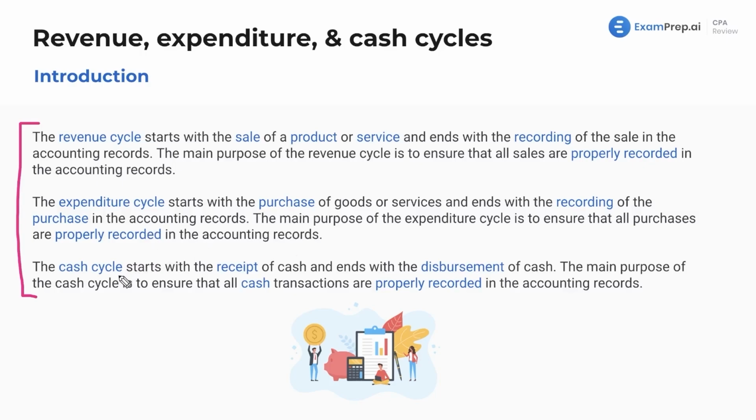And lastly here, the cash cycle. This starts with the receipt of cash and ends with the disbursement of cash. Obviously, it's a very ongoing process, and all these are ongoing processes, but cash is going to come in and out all the time. The main purpose of the cash cycle is to ensure that, similarly, all cash transactions are properly recorded in the accounting records. Now, doesn't seem like maybe anything groundbreaking, but I assure you, oh, it is. As we continue on, you will see how these all work together.